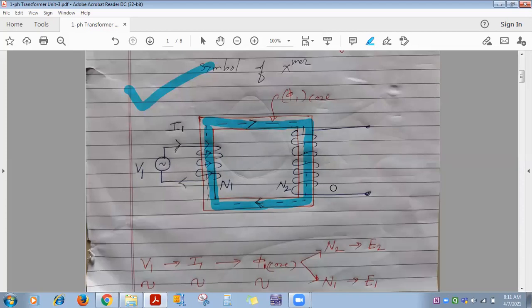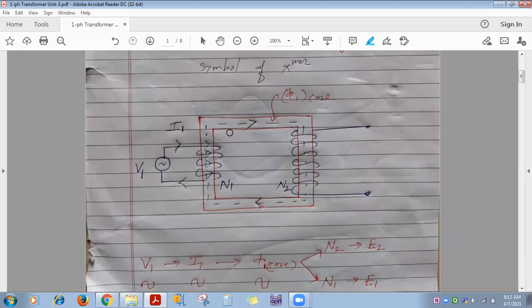Whatever the core is, the magnetic core, it is square or rectangular in shape. So it has side limbs: the left side limb and the right side limb. These are called the two side limbs, vertical. This horizontal one is also there. This magnetic core is made up of silicon steel.